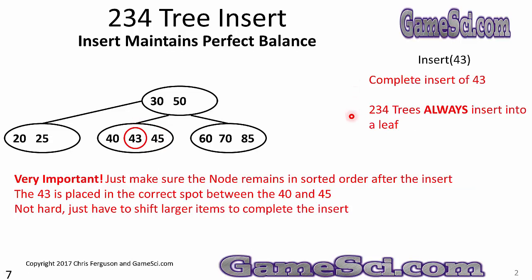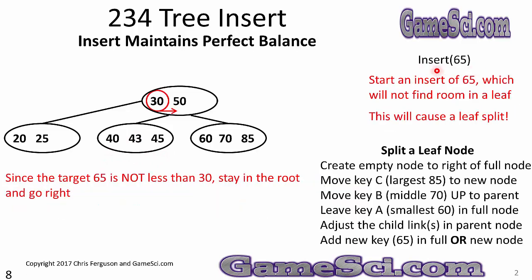Completing the insert of 43, 2-3-4 trees always insert into a leaf. Very important, just make sure the node remains in sorted order after the insert. The 43 was placed in the correct spot between 40 and 45. This is not hard, you just have to shift the larger items to complete the insert.